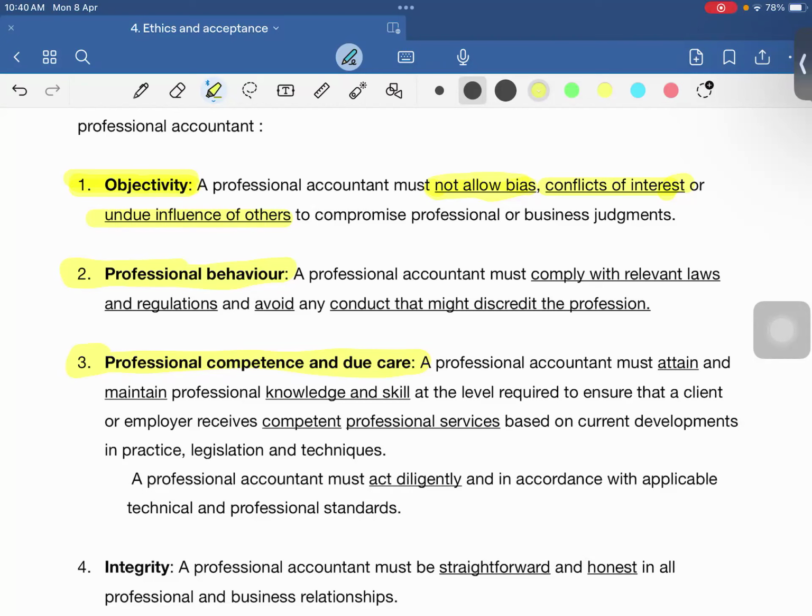From that 10 years, a lot of things have changed. A lot of new things have come, and a lot of the old things have been taken away. So there are many changes and amendments in the ACCA.